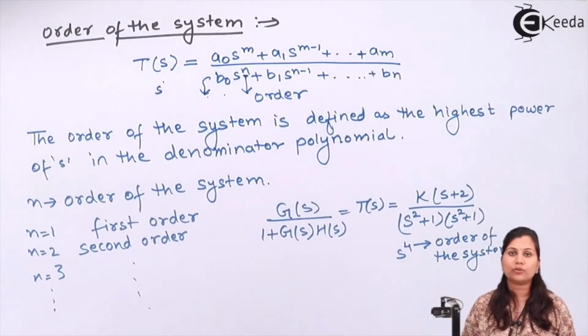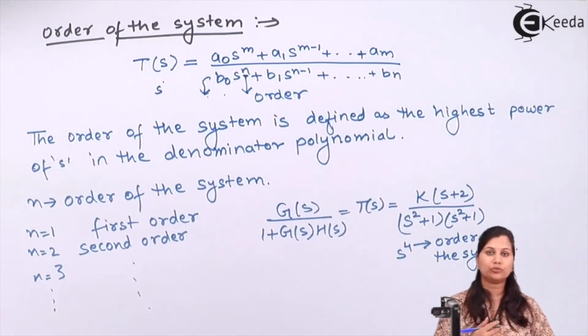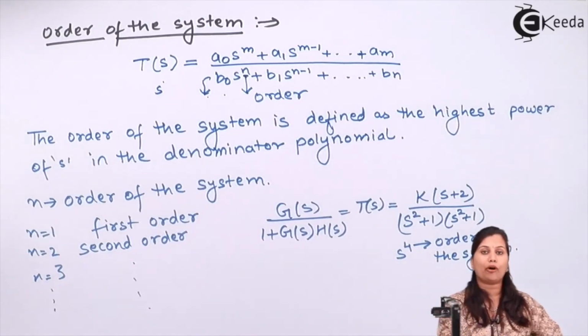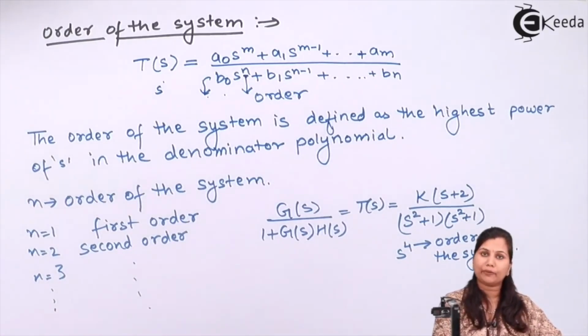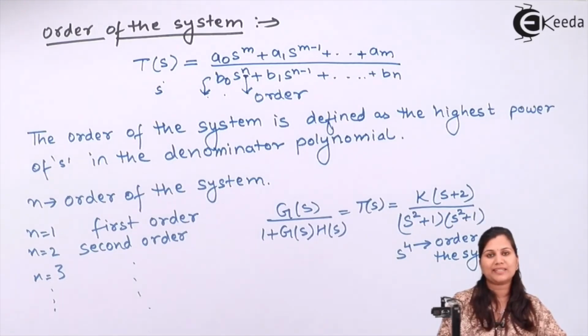So in this video, we have studied the types of input test signals which we use for analyzing the performance of the system. Then we studied what is called the type of the system and the order of the system. I hope this video is clear to you.